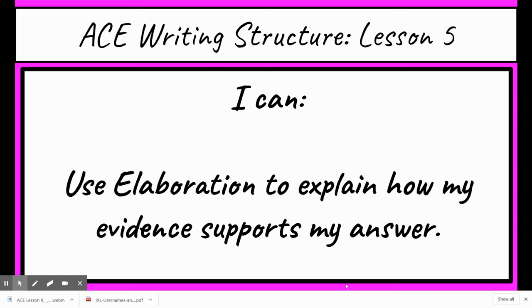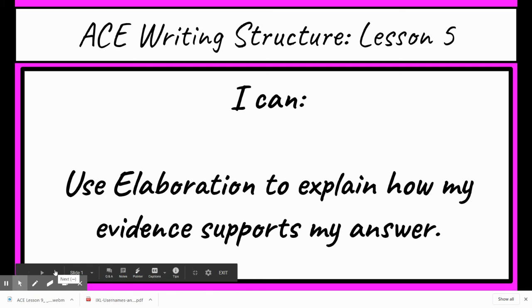You can't assume that the reader or the audience can automatically make those connections, no matter how obvious those connections might be. So, one way to elaborate upon your evidence is to use the explain why strategy. This type of elaboration is exactly what it sounds like. You explain why your evidence is important and how it supports your claim. So by the end of this lesson, you should be able to elaborate by explaining why your evidence supports your claim.